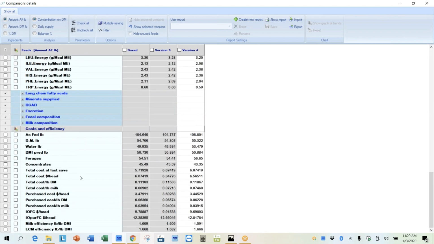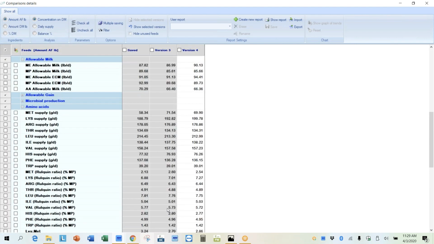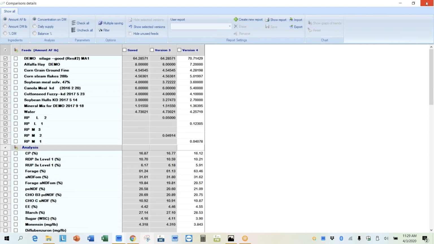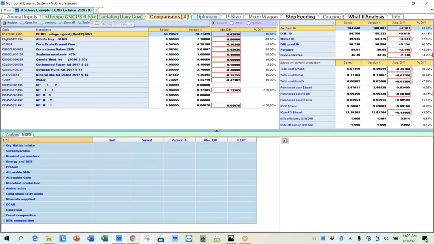Price of those diets basically was a little more than my original diet, but with the protein down, the income over feed cost was not as good as the original, but my optimized or my hand-picked diet was the best, the income over feed cost per head. So gives you some functionality to look at amino acid balancing, and that's just what I wanted to touch on.